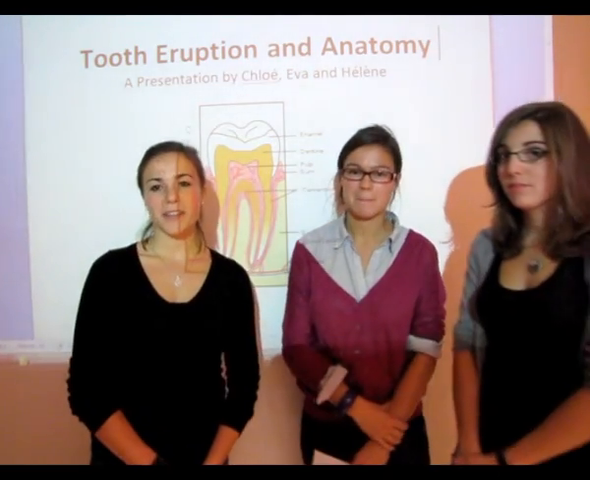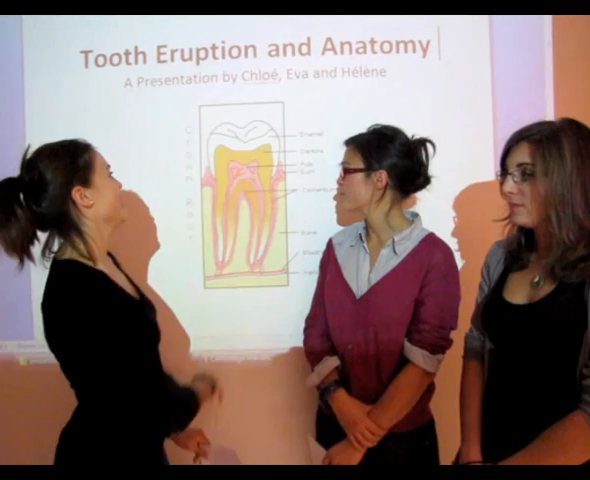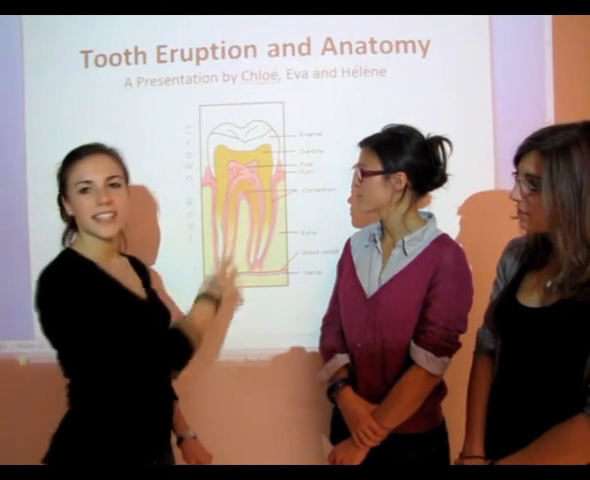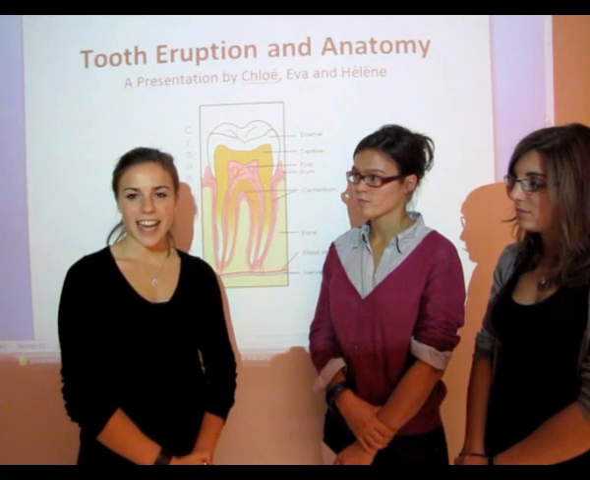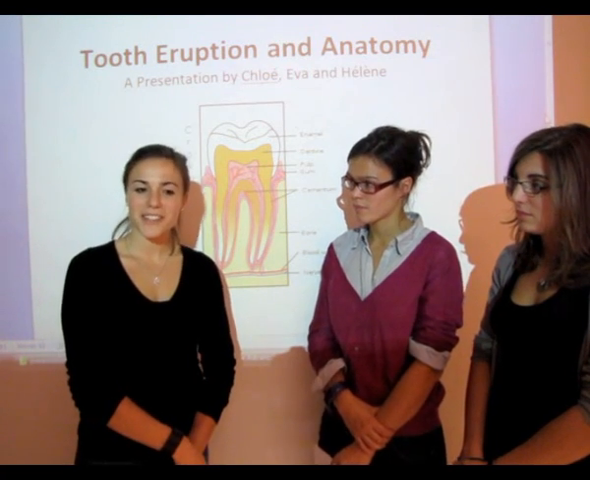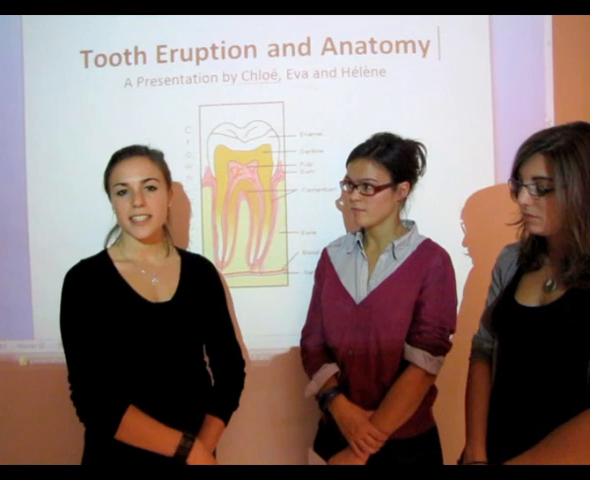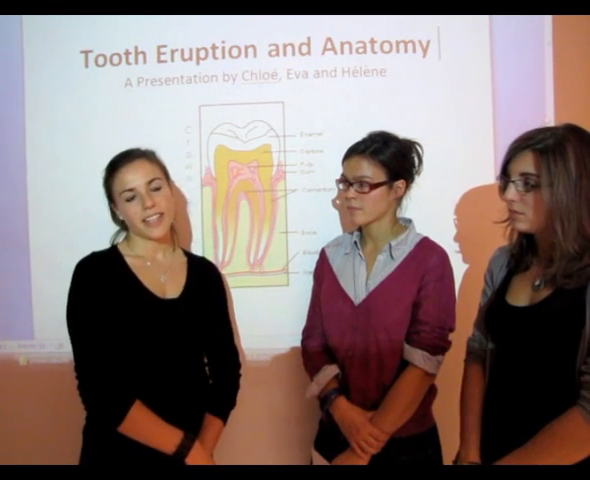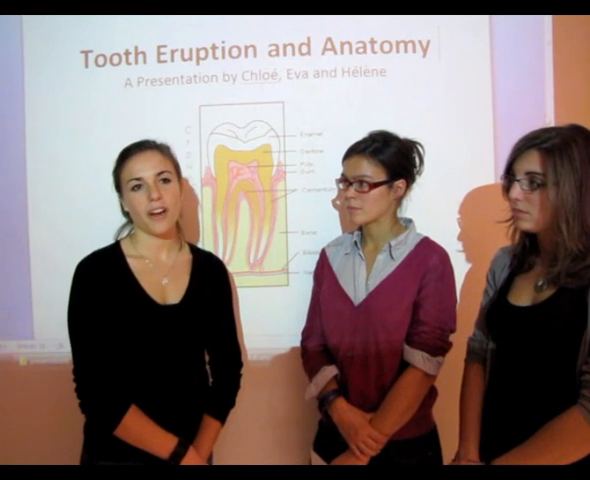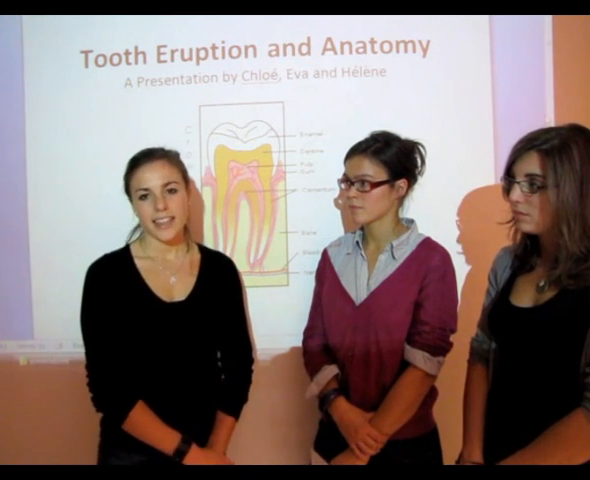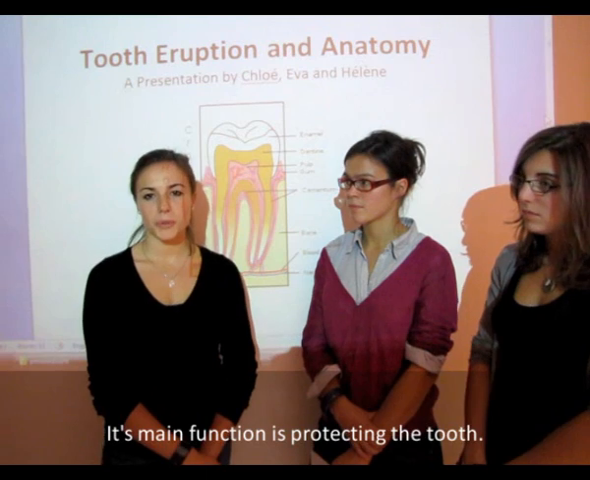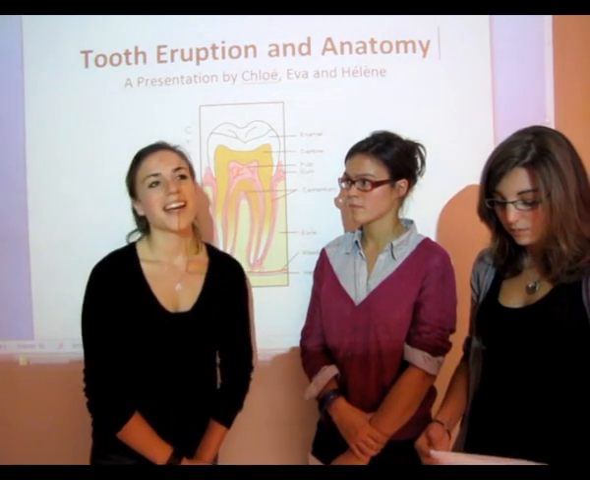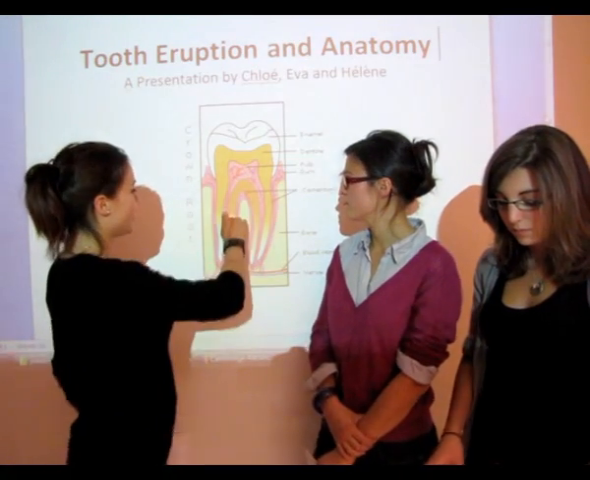Sure. So as Chloé said, the enamel makes part of the crown. It is on the top of it. It is a white, shiny and translucent substance. It is resistant to chemical and mechanical attack. In fact, it is the hardest part of the tooth, and its main aim is to protect the tooth from the oral environment. The second layer is the dentin.